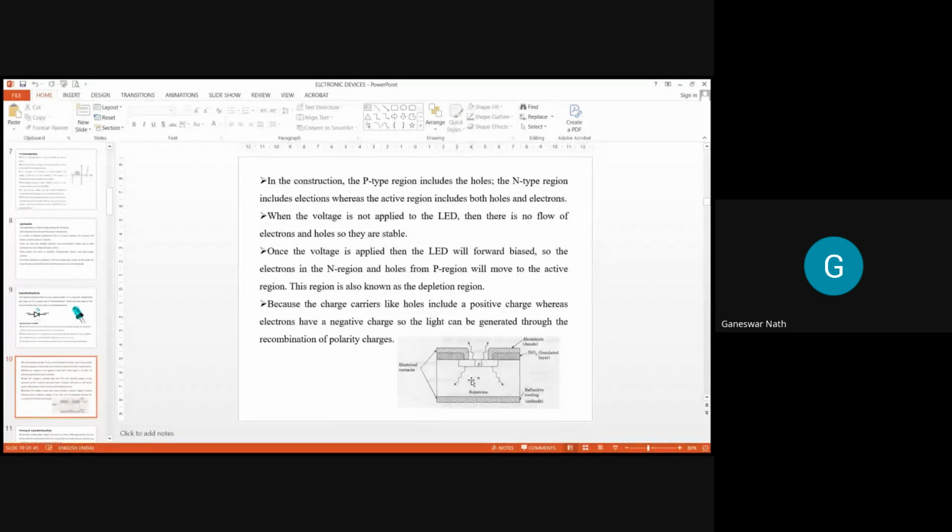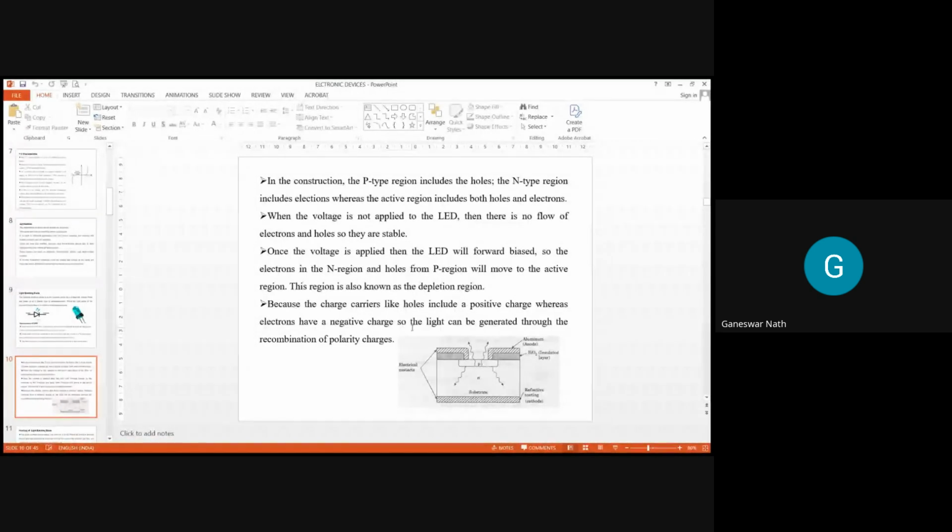Okay, active region means where there is an exchange of the charge carriers. When there is a recombination of the charge carriers, it is emitted as heat and light. But the heat generated simply gets dispersed inside the material, and the light simply comes out, which is why it is called a light emitting diode, because the charge carriers like holes carry a positive charge, whereas the electrons have a negative charge.